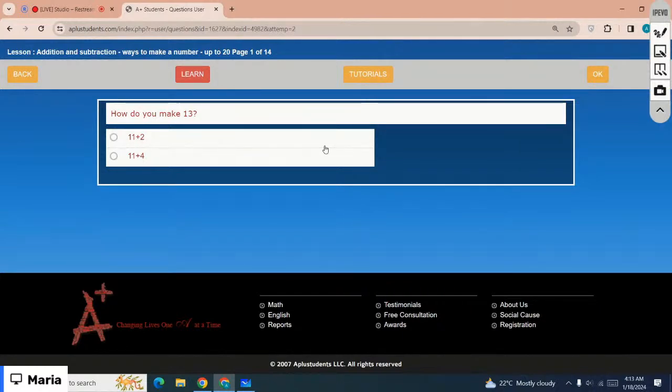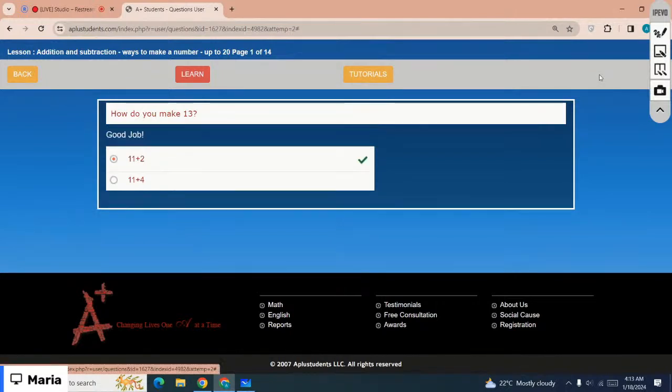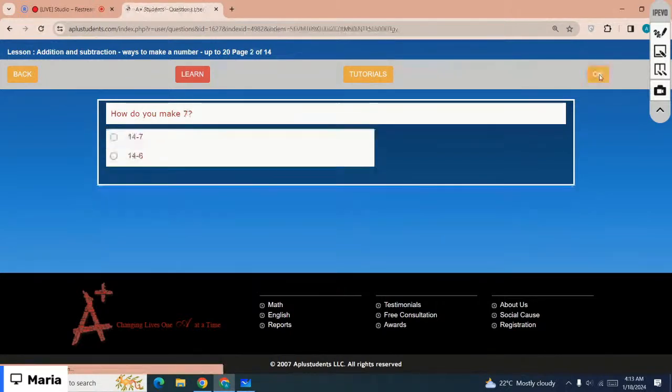The options given are 11 plus 2 and 11 plus 4. So which is the correct option that makes 13? That is 11 plus 2. Option number 1 is the correct option. Got it? How do you make 7? Which is the correct option?